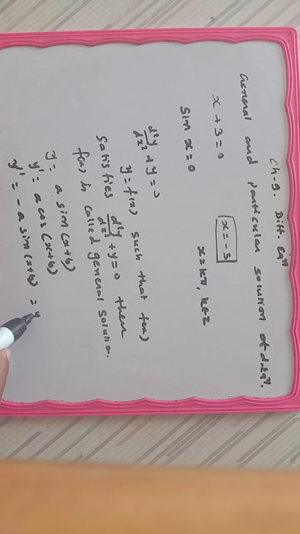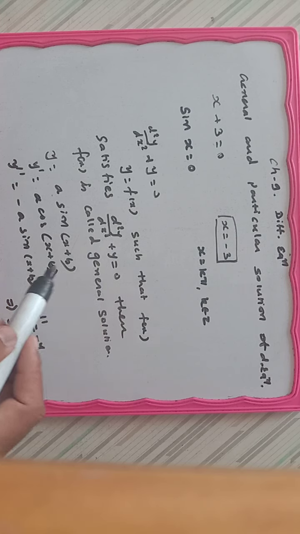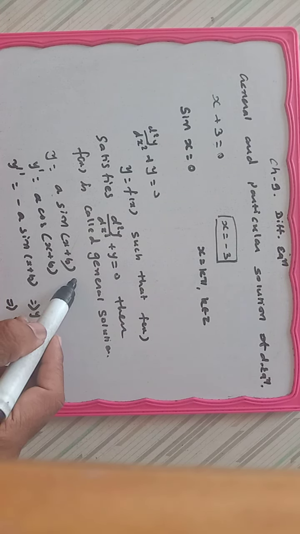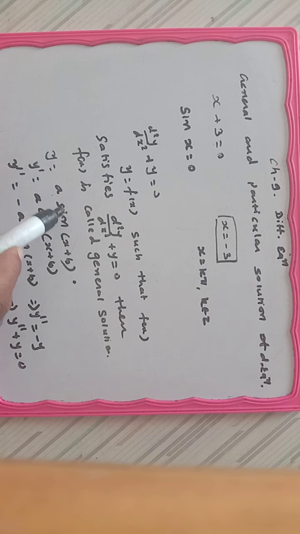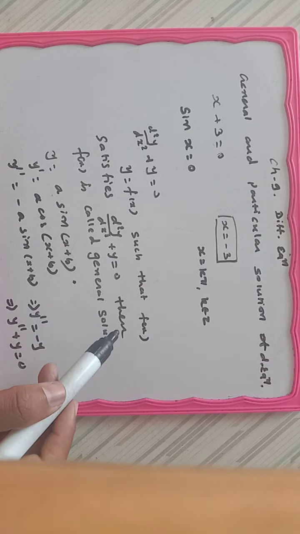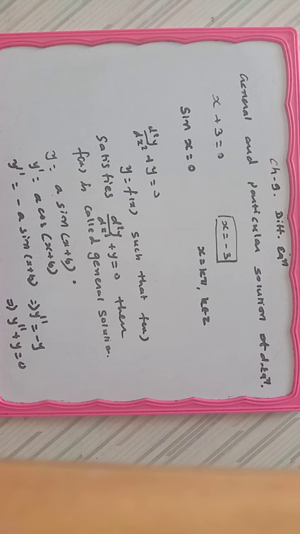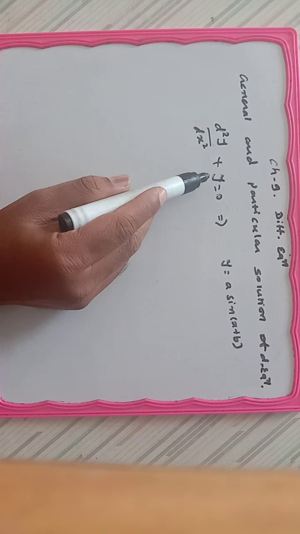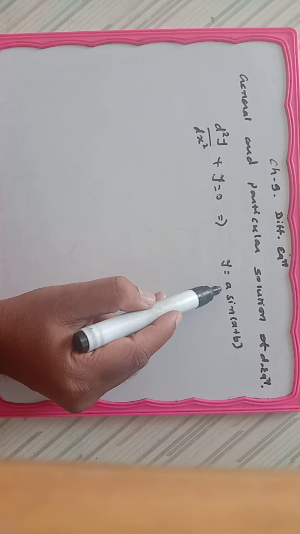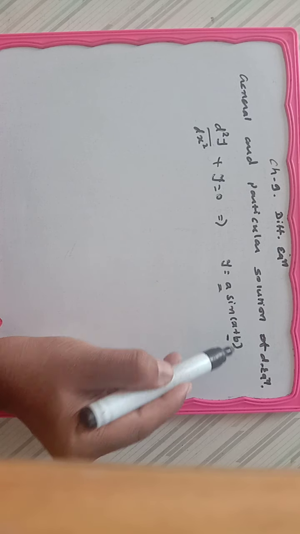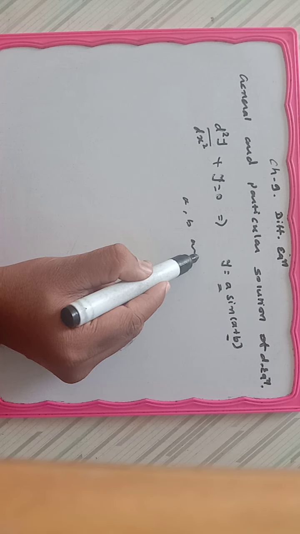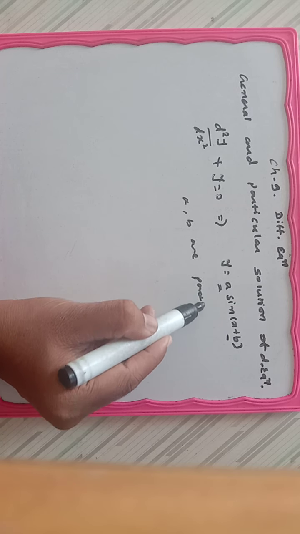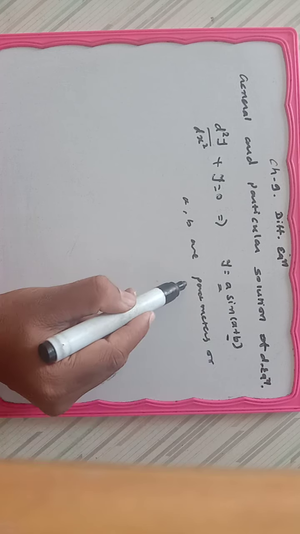Since a sin x plus b is y, y double dash equals minus y, which gives y double dash plus y equals 0. So we can see that we are getting this equation by taking the derivative of this equation, and so y equals a sin x plus b is called the general solution of the given differential equation. So we have seen that d square y by dx square plus y equals 0 has general solution y equals a sin x plus b, where a and b are parameters or constants.